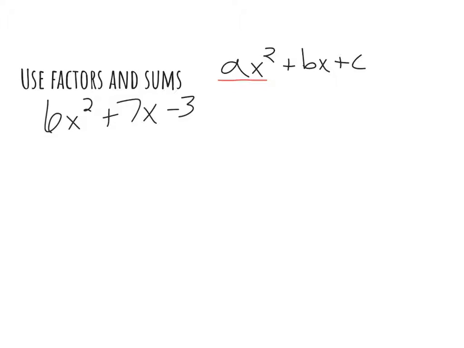The way I've always done it is I use a few different steps. First of all, I always take my first term times my last term. So 6x times a negative 3 is going to give me negative 18x squared.